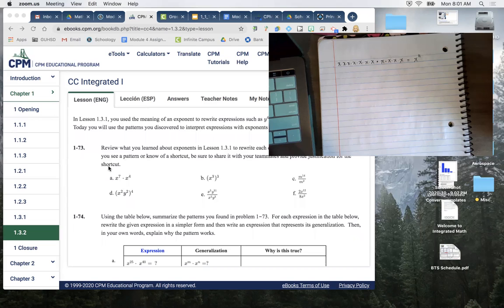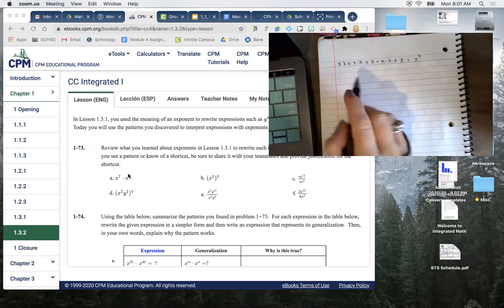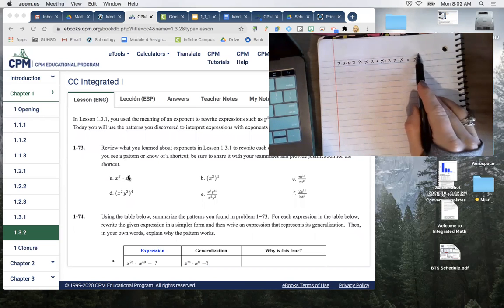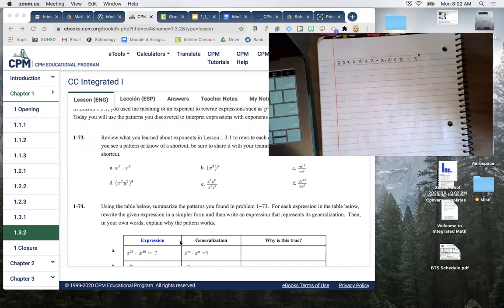Well, if we think about what we could have done right from the beginning here with the 7 and the 4, if our bases are alike and we are multiplying, do you notice that we could take the 7 plus the 4 and we would have 11 of them? We would have 11. So we're going to talk about that generalization in just a minute.